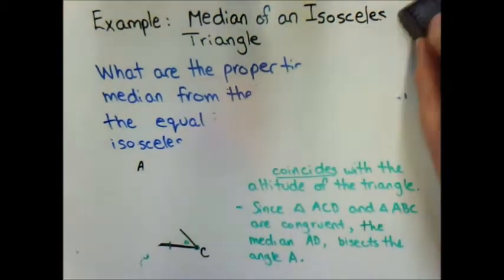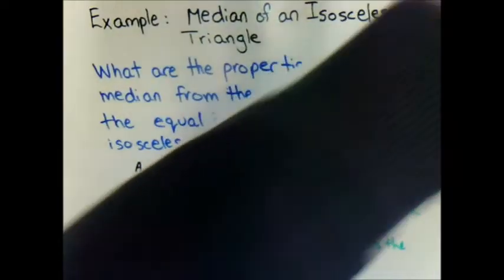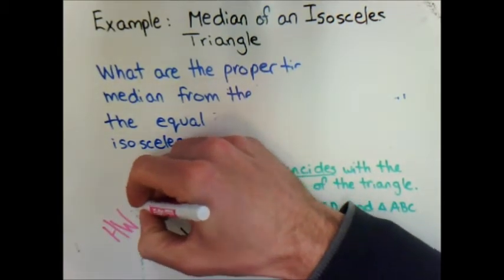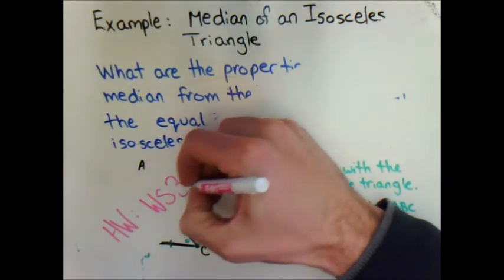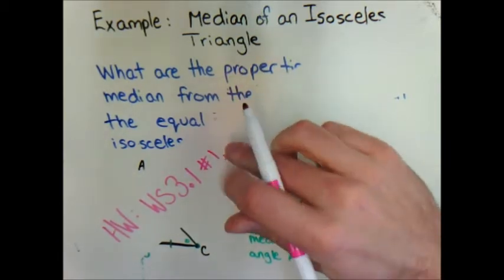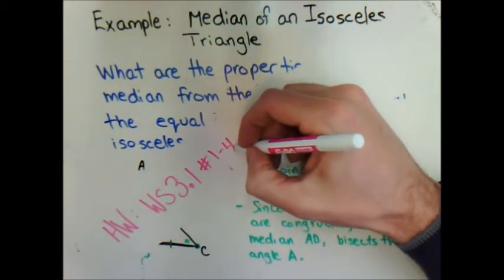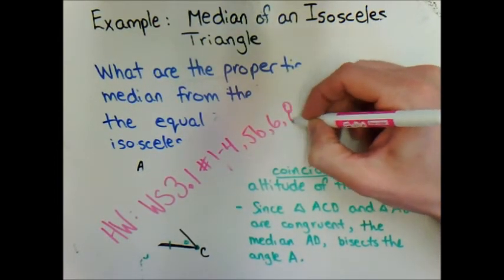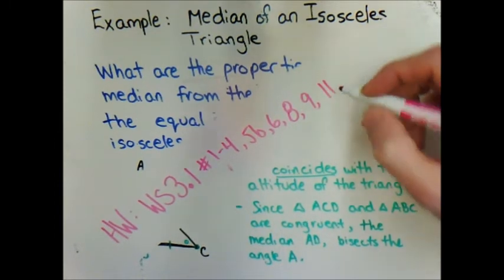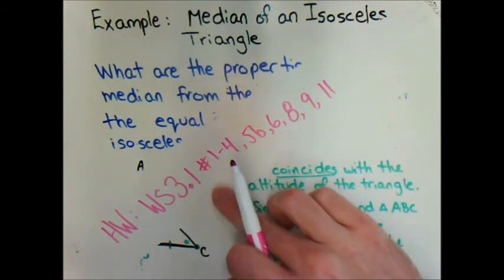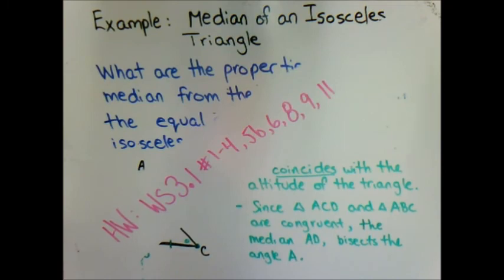Homework for lesson 3.1 comes from the worksheet that I've handed out to you. That is worksheet 3.1, it says on the top, and we will be doing numbers 1 through 4, 5b, 6, 8, 9, and 11. On 11, you're going to want to construct it on GSP, Geometer Sketchpad, and then just write down some notes of what you've discovered. So there you go.